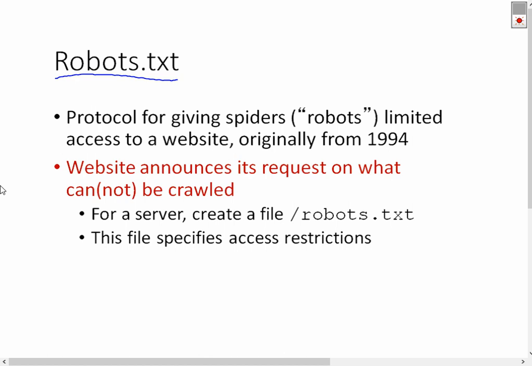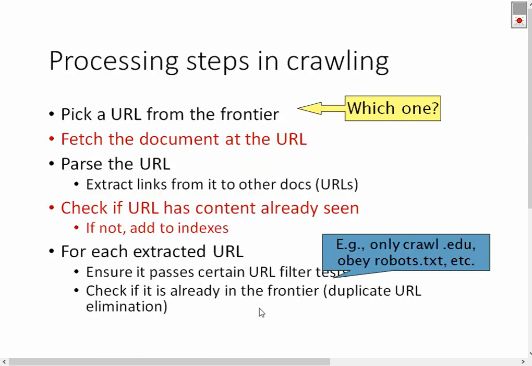Or as a developer of a web crawler, I should be able to read that file and adhere to it in order to remain polite. So I really shouldn't be going beyond the bounds of what is specified in this particular file. Now, there's a website that has all of the information about the robots.txt file format. You can look it up on the internet.